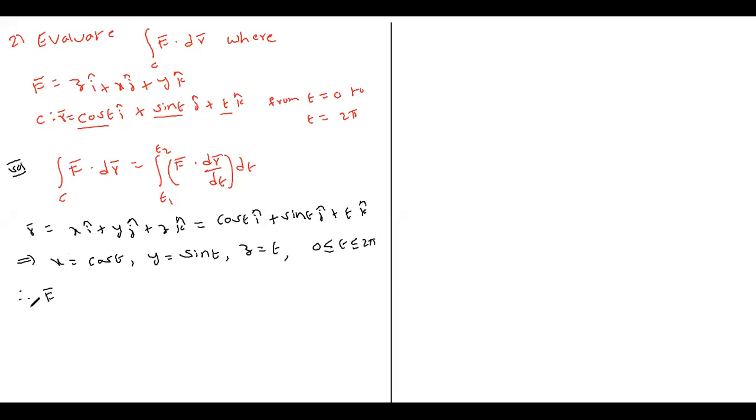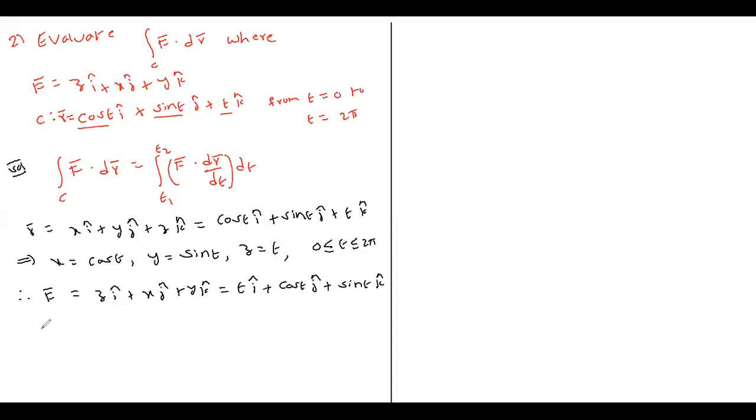F bar is z i bar plus x j bar plus y k bar. But what is z now? Z is t, so t i bar plus, what is x? cos t j bar plus sin t k bar. Okay, so we got f bar in terms of t.